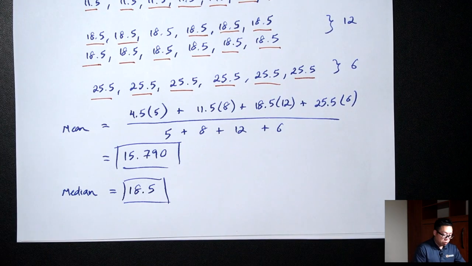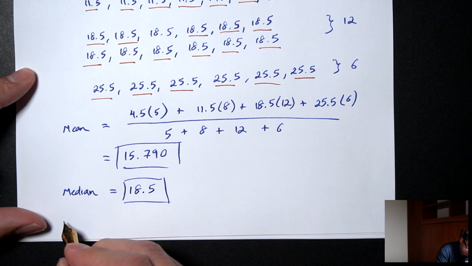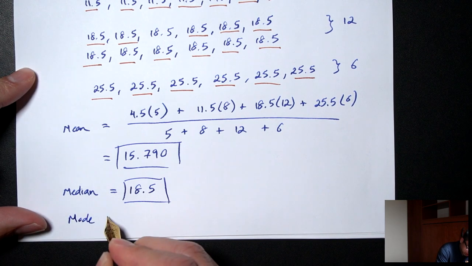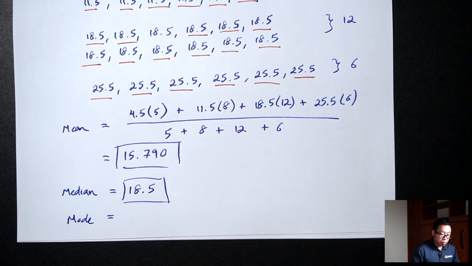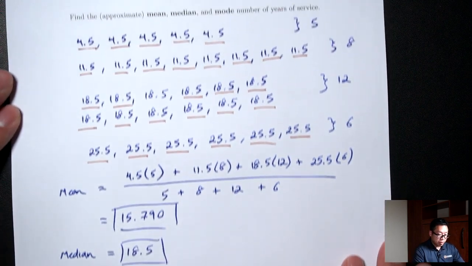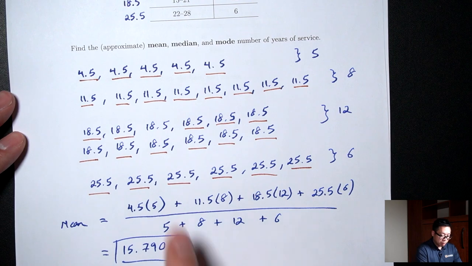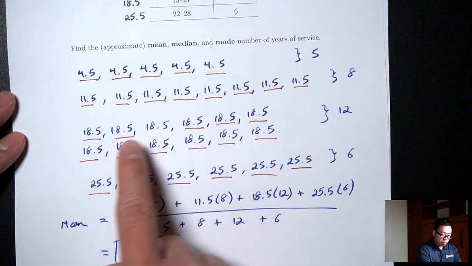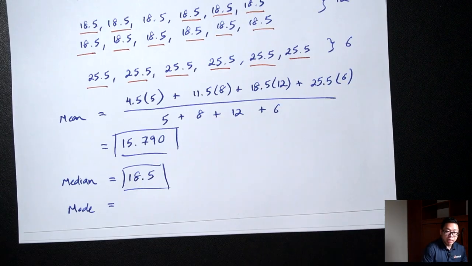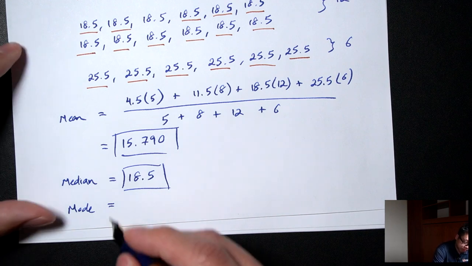And then finally, the mode. The mode is easy. The mode is just the number that occurs most frequently. I look at my data here, the one that occurs most frequently is this 18.5, which occurred 12 times. 18.5 is the mode.